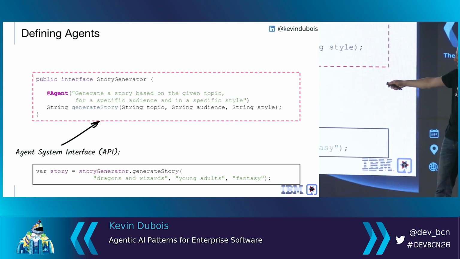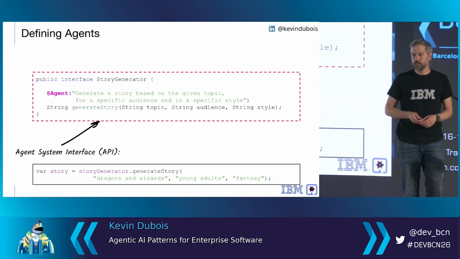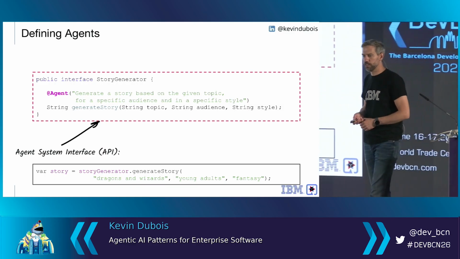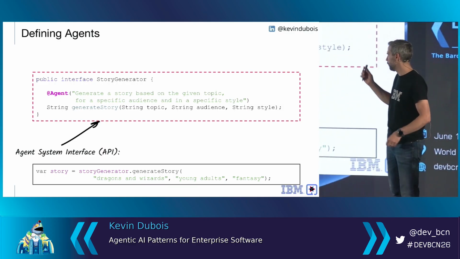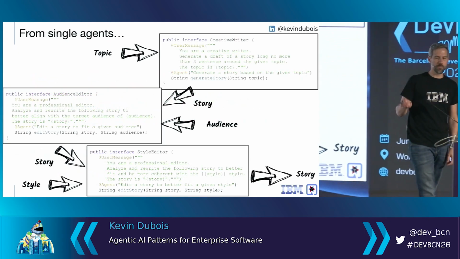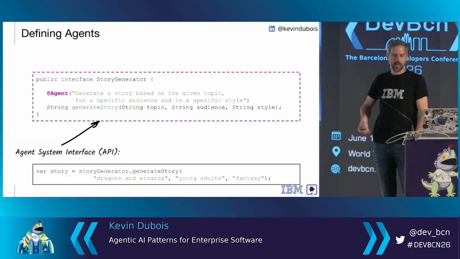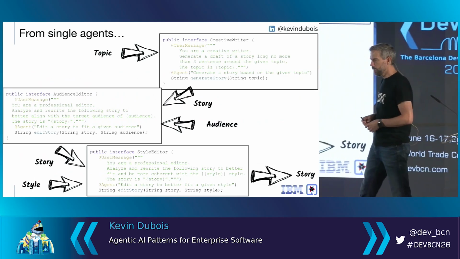And then basically, you can call that method with generate story, and then, well, in this case, dragons and wizards and young adults and fantasy, but it can be anything, because you can pass in the parameters. And you can see it's not that complicated, right? You just annotate with agent in this case.